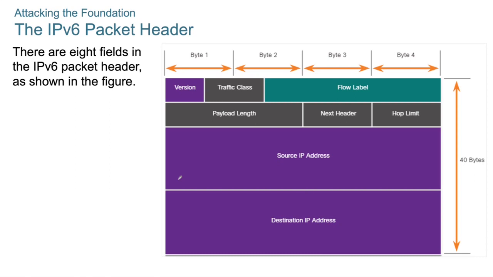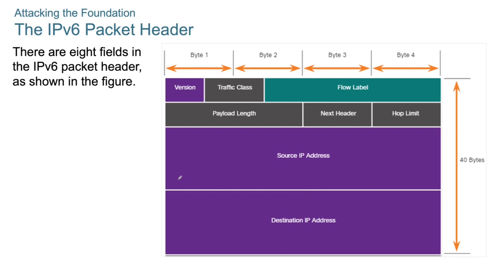So let us check the header fields of another version. This is the IPv6 packet. In this IPv6 packet header there are 8 fields. As you can see in this figure, again there is the version, which uses a 4-bit binary value to represent the version of this packet. Then the traffic class is there.